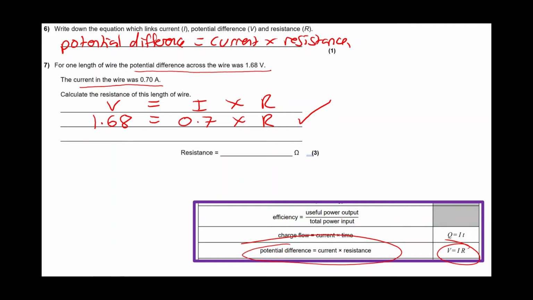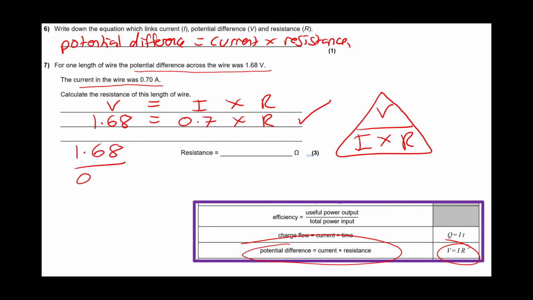Now I'm going to rearrange it. Some people use these equation triangles. Some people would just use the inverse operations to rearrange your equation. I'm going to use the inverse operation here, okay? And I'm going to say that 0.7 times by R. So to get the 0.7 on the other side, we need to divide by 0.7 to remove it on the right hand side. And we're going to divide by 0.7 on the other side too. So we're going to end up with 1.68 divided by 0.7 equals R.